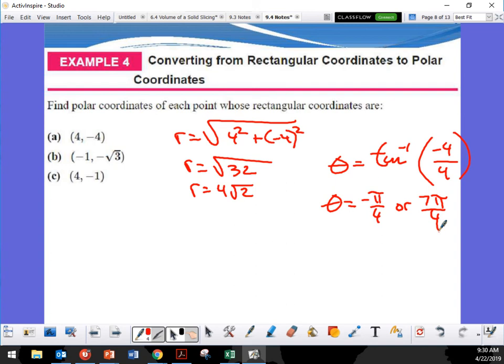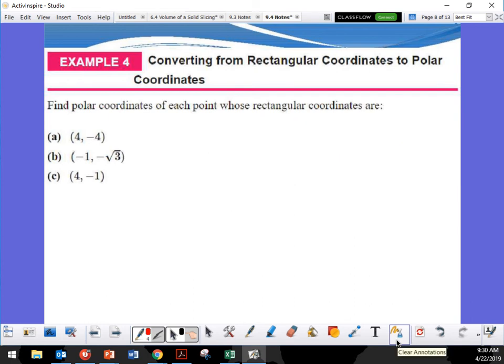But as you notice with the polar coordinates, you could actually use negative or positive depending on what it's asking for, but it's going to give you the same spot. All right, so this point would be 4 rad 2 comma, let's say negative pi over 4. Are we good there? Yeah? Okay. All right, let's do the next one.